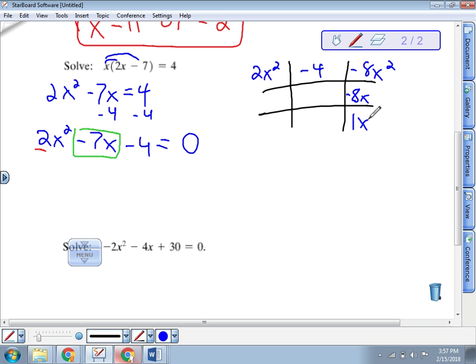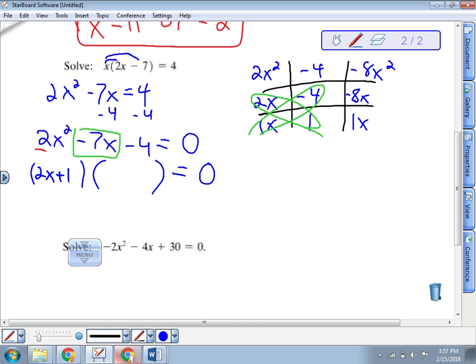Then I just fill in the rest of the chart. 2x times x equals 2x squared. 2x times negative 4. 1x times positive 1 equals 1x. And then here are my factors right here. So when I factor this now, I'm going to have 2x plus 1 and x minus 4 equals 0.